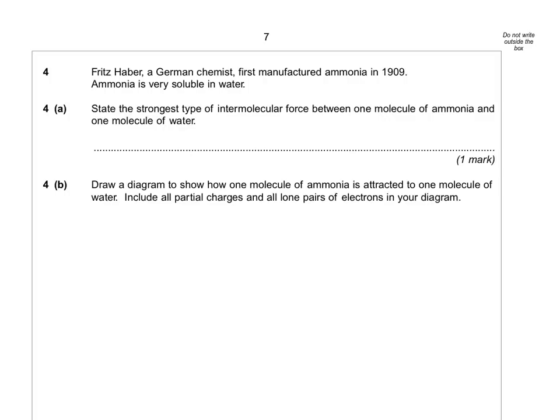Fritz Haber, a German chemist, first manufactured ammonia in 1909. Strongest type of force, well, it's NH3. So you've got H attached to an N, so you've got hydrogen bonding there.